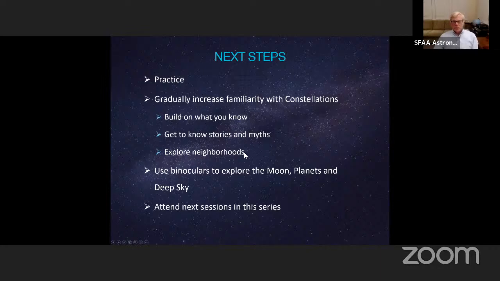Explore neighborhoods. We did that with Orion. Orion's next to his hunting dog, Canis Major, that's where Sirius is. He's there with a bull. He's got another dog. That's where Procyon is. Down at his feet is Lepus, the hare, the rabbit. So it seems like a group. It sort of all goes together.